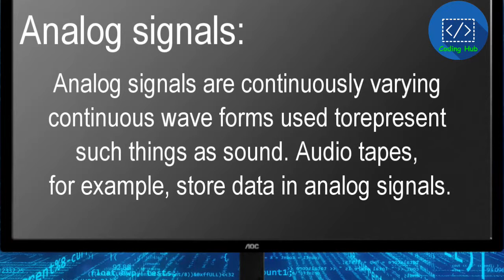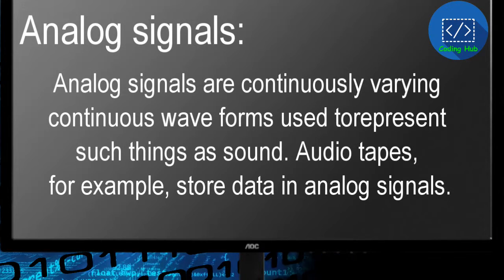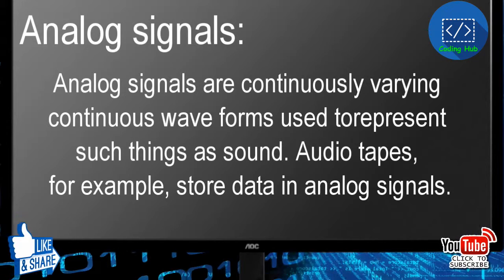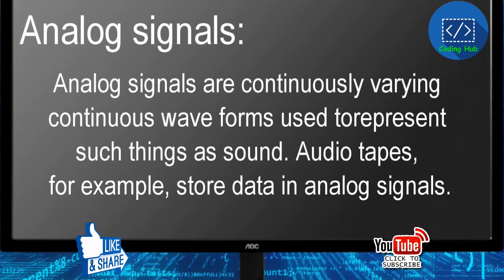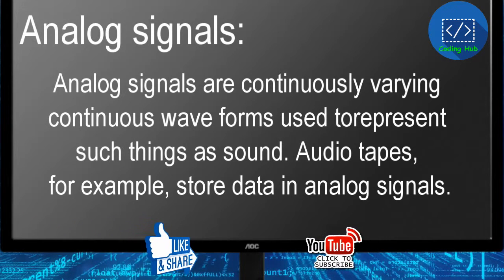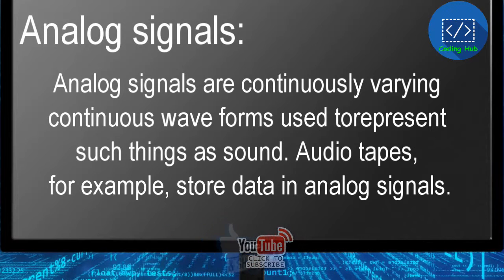Analog signals. Analog signals are continuously varying continuous waveforms used to represent such things as sound. Audio tapes, for example, store data in analog signals.